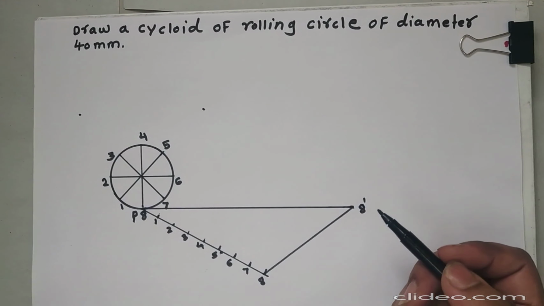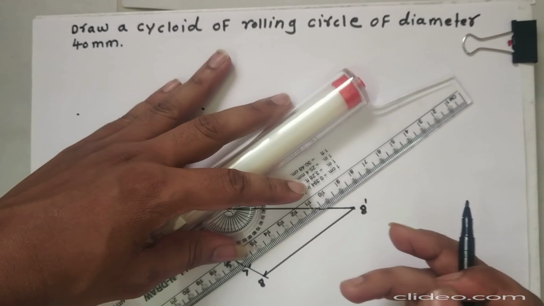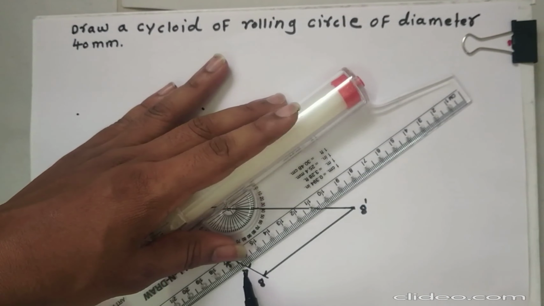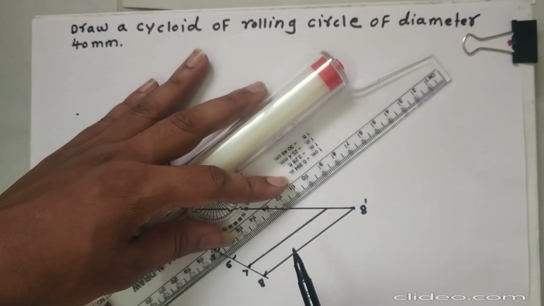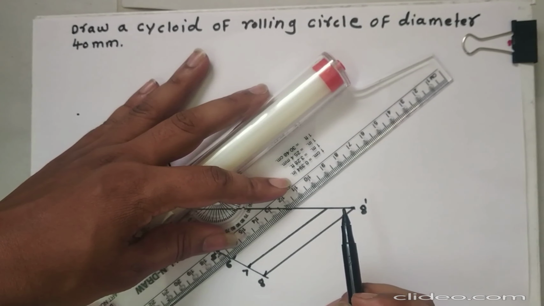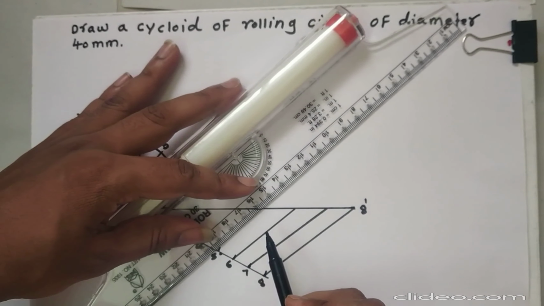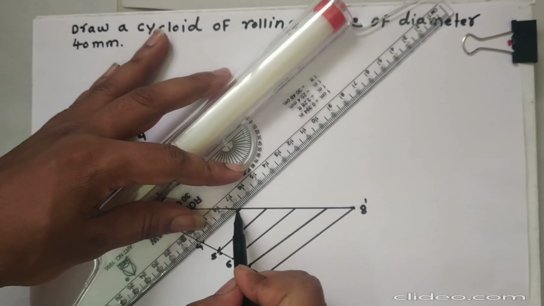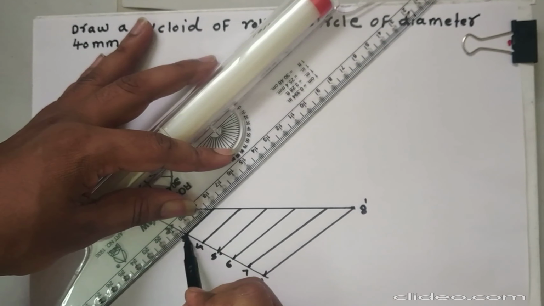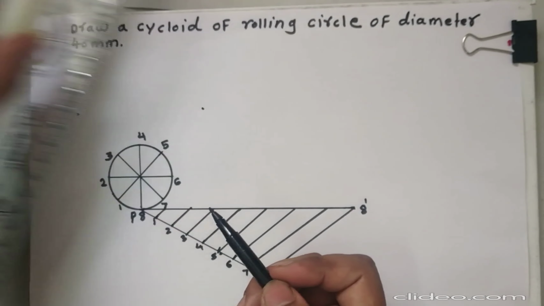Now use the roller scale. Use the roller scale only, then you will get exactly parallel lines. Take point number 7 as a reference point and draw a line parallel to this 8 dash line, exactly parallel to it. Next, similarly for point number 6, similarly for point number 5, each line parallel to the others. Similarly for point number 4, point number 3, point number 2, and point number 1.